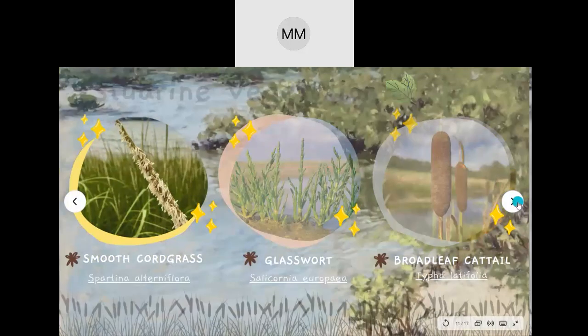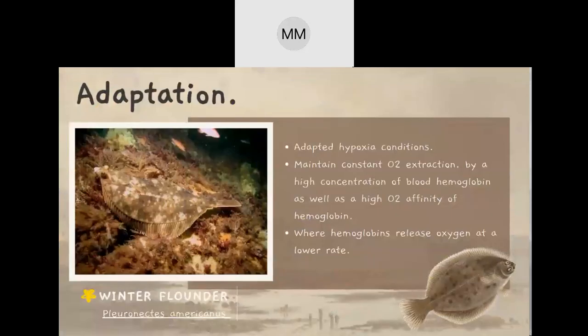Okay, so in order to survive in these estuary environments, these organisms have several adaptations. The first one is for the flounder fish, or we call it in Bahasa ikan sebelah. It can adapt to hypoxia conditions. Hypoxia is a condition where the dissolved oxygen in the water is lower than the normal conditions.